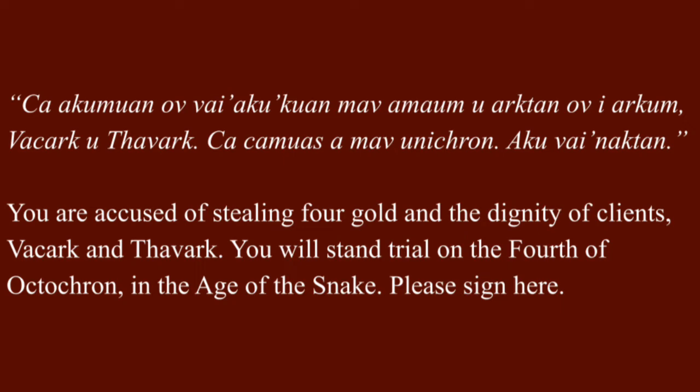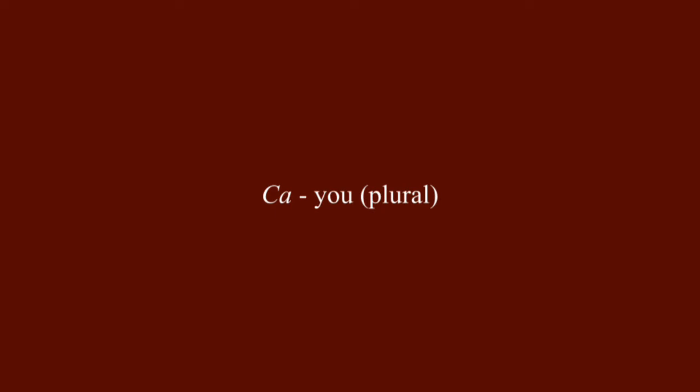Aku vai aktan. Now, to translate this, we don't really have to do anything, since Arkum is SVO, but that's where the similarities end. Let's break down the words. Sa is simply a word that means you plural. Akumuan means to make, with the past tense suffix added. Ov means of. I wonder where that one came from.